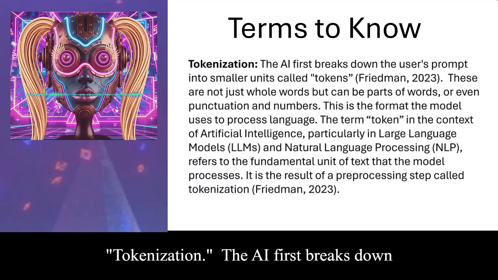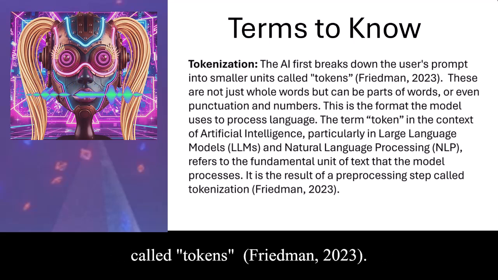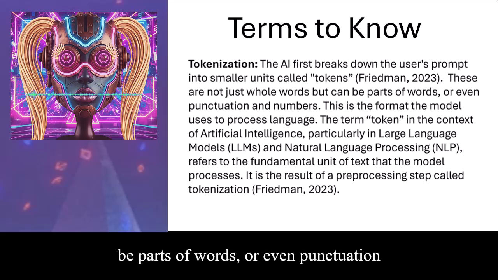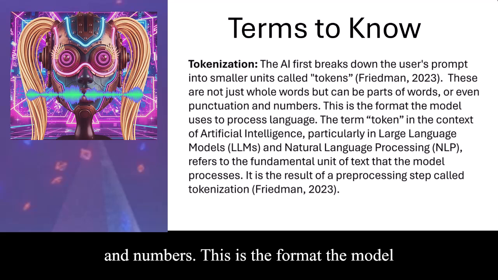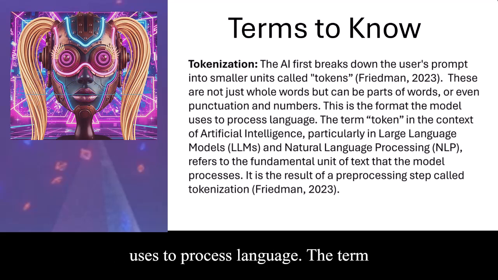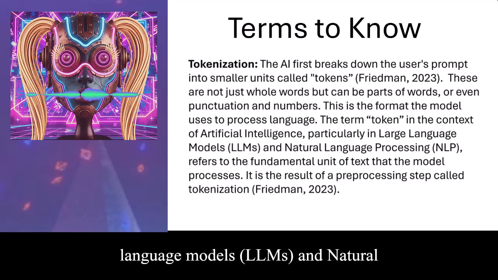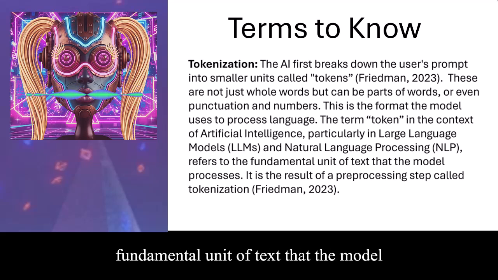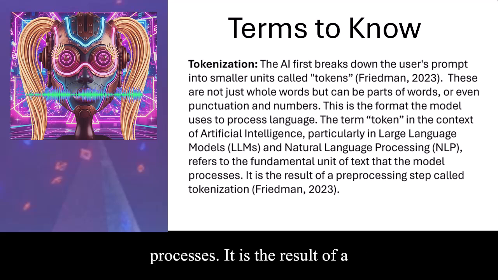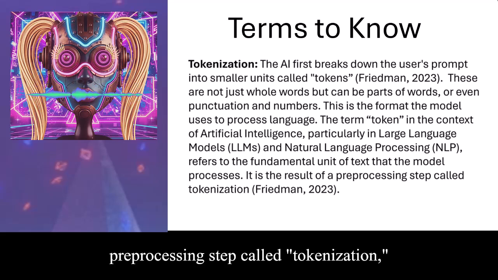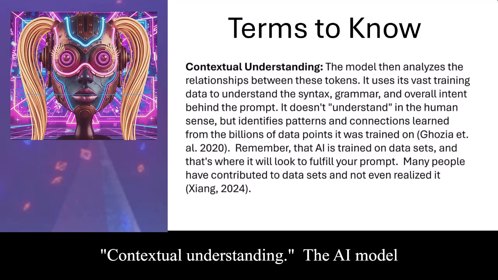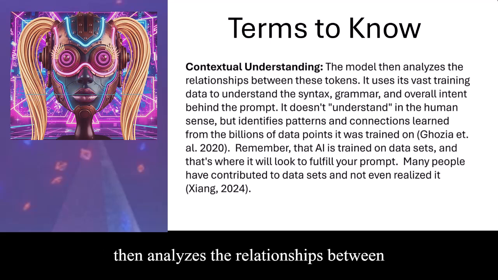Tokenization. The AI first breaks down the user's prompt into smaller units called tokens. Friedman, 2023. These are not just whole words, but can be parts of words, or even punctuation and numbers. This is the format the model uses to process language. The term token, in the context of artificial intelligence, particularly in large language models, LLMs, and natural language processing, NLP, refers to the fundamental unit of text that the model processes. It is the result of a pre-processing step called tokenization. Friedman, 2023.